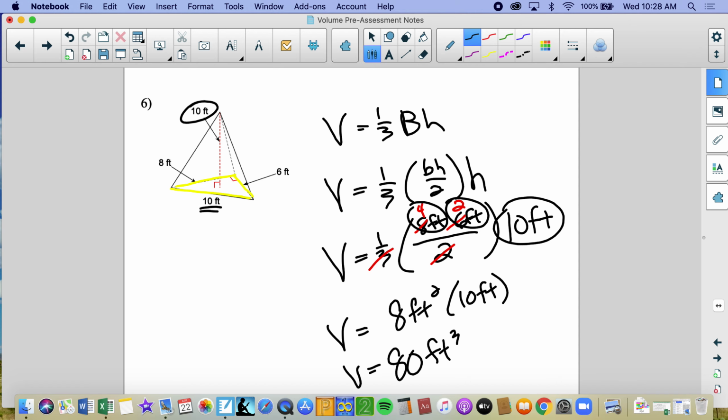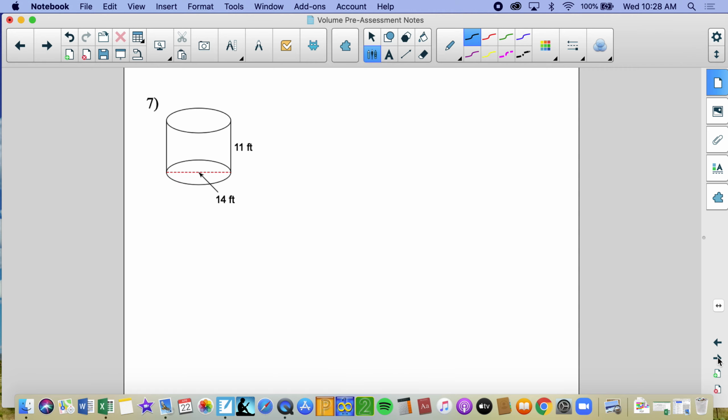Cross cancel. I mean, you can multiply out and you just get bigger numbers. But since we know how to multiply and cross cancel and simplify, let's do that.